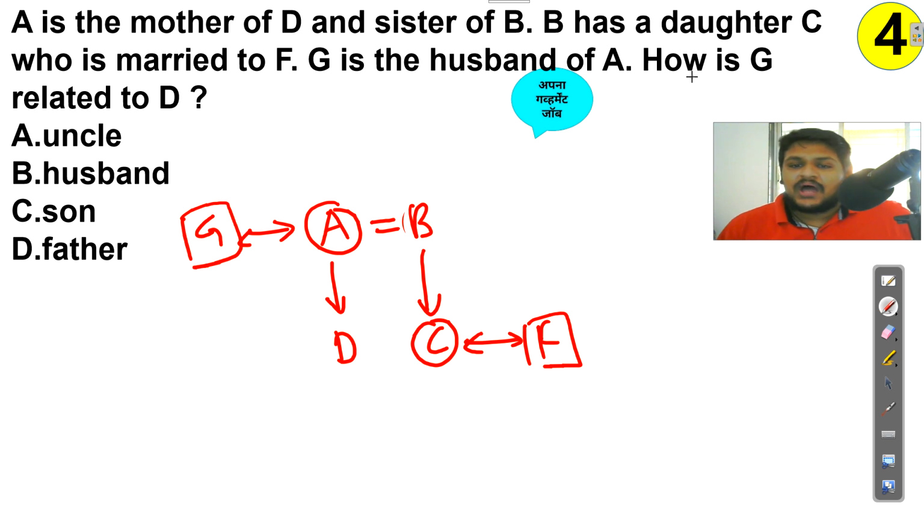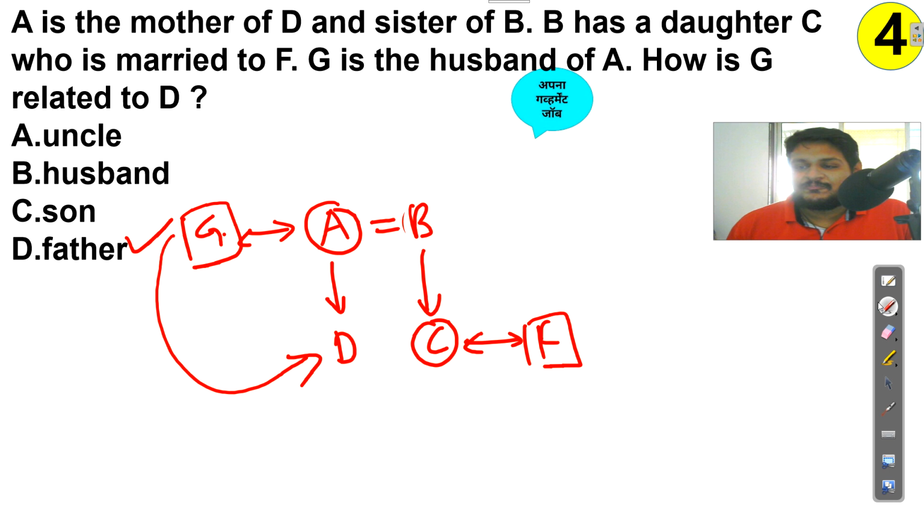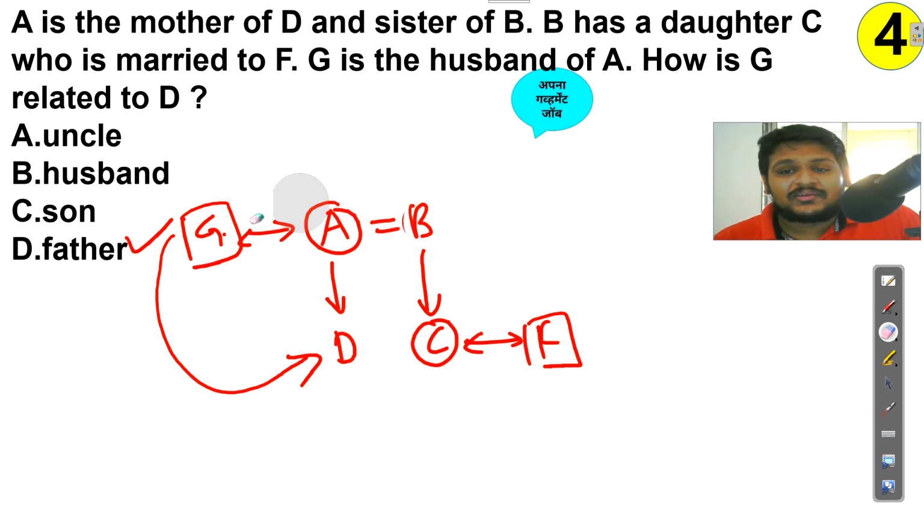Okay, like this. How is G related to D? Very easy question. If D is son or daughter of A, then obviously since they are married, G is the father of D, right? Very easy question. So sometimes the diagram is very complicated, you can see, but the answer is very easy, right?